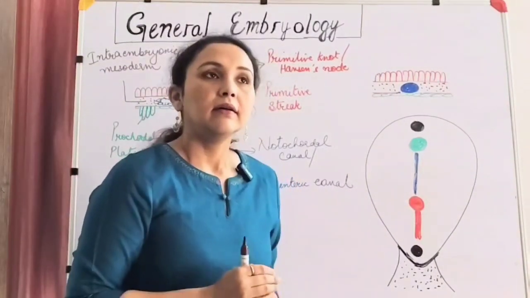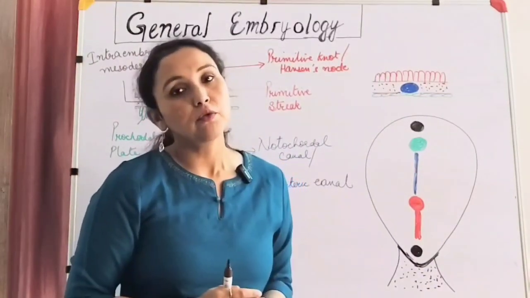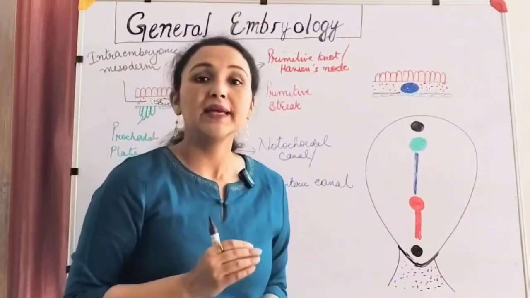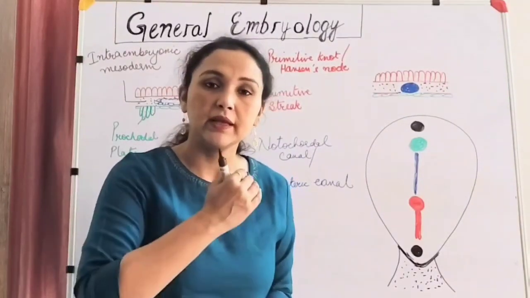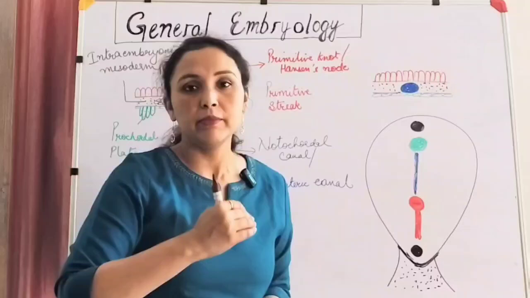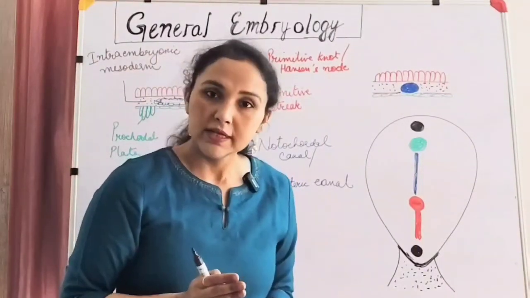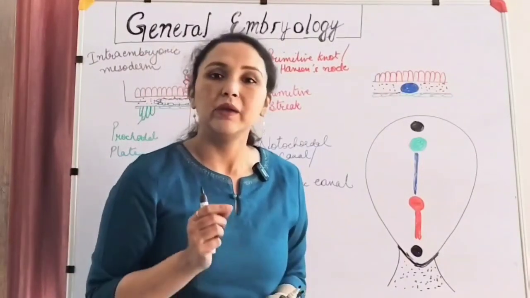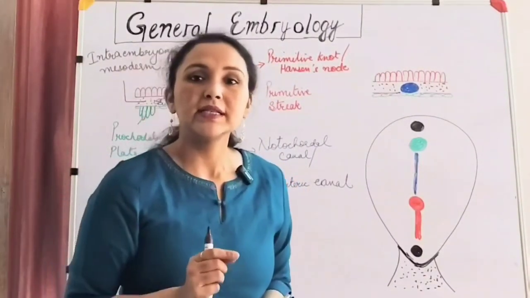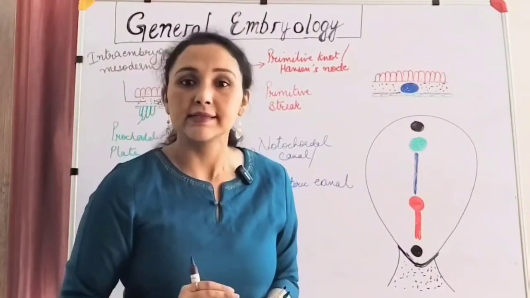Right? And what is the fate of the notochord? This is again a very important question. The notochord is formed in the region where the future vertebral column will develop. It will elongate as the embryo elongates. But it doesn't form the vertebral column. It will form only one part, that is the nucleus pulposus. Nucleus pulposus is a part of the intervertebral disc.